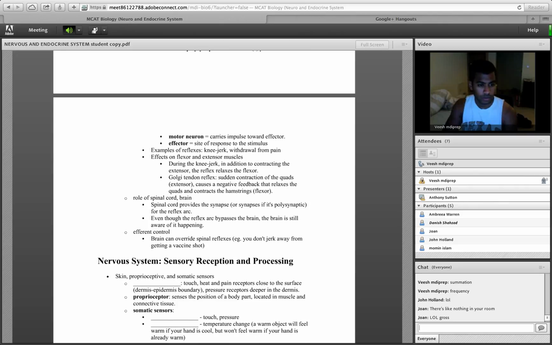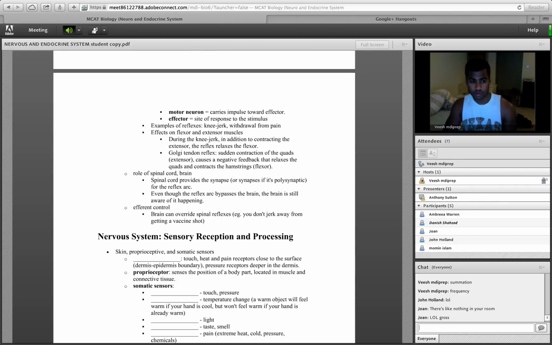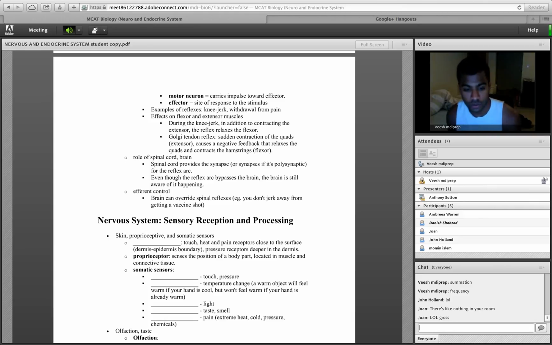I'm going to scroll down. Okay, role of the spinal cord and brain. The spinal cord provides the synapse for the reflex arc. Even though the reflex arc bypasses the brain, so the integration center is not exactly the brain, the brain is still aware of it happening, so it's still in control. With efferent control, the brain can actually override the spinal reflexes, so you can control it a little bit.